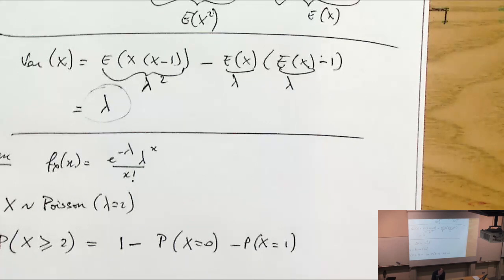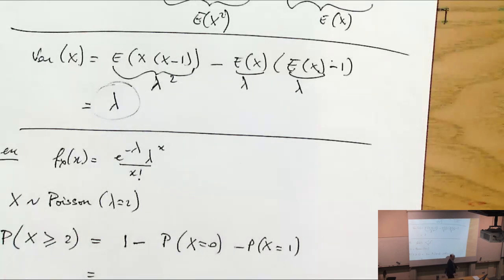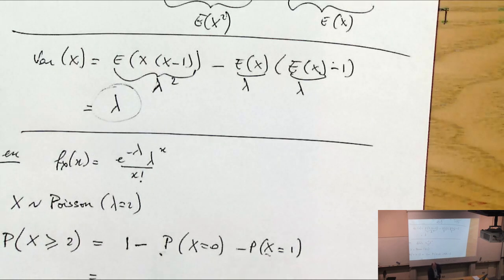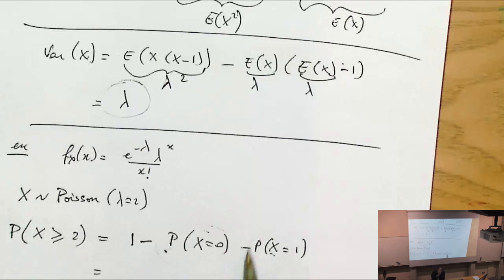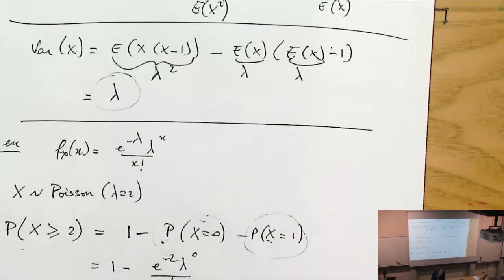So you can compute this, rather than looking at the probability that x is equal to 2 plus the probability that x is equal to 3 plus x is equal to 4 and so on. In this case, you can simply say this is 1 minus those two probabilities, because the sum of the probabilities over all x should be equal to 1. So this is 1 minus the probability that x is equal to 0, which would be e to the minus 2, lambda is equal to 2, lambda to the 0, factorial of 0, minus e to the minus 2, lambda to the 1, factorial of 1.